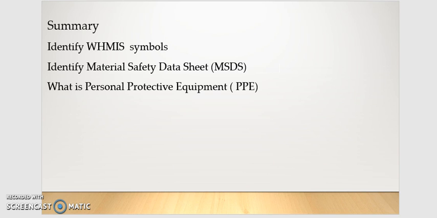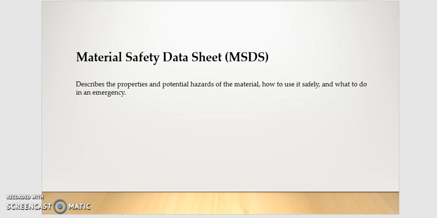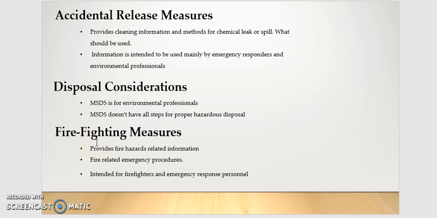Second, we wanted you to identify the material safety data sheet. The material safety data sheet, also known as MSDS, describes the properties and potential hazards of the material, how to use it safely, and what to do in an emergency. MSDS is broken down into several components. What we've done is identify what those components are. The first component is accidental release measures, which provides cleaning information and methods for a chemical leak or spill.